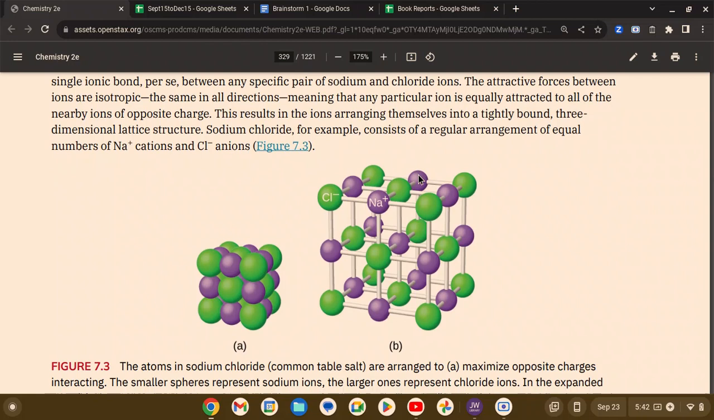The attractive forces between ions are isotropic, the same in all directions, meaning that any particular ion is equally attracted to all the nearby ions of the opposite charge. This results in the ions arranging themselves into a tightly bound three-dimensional lattice structure. Sodium chloride, for example, consists of a regular arrangement of equal numbers of sodium cations and chloride anions.